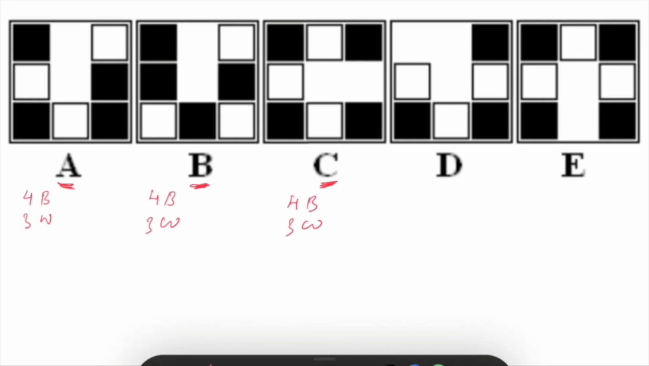In pattern C we have 4 black, 3 white. In pattern D we have 3 black, 3 white. In pattern E we have also 4 black and 3 white. So the odd one is simply D. This is the odd one. If the question is what's the odd pattern, it will be D, because it has 3 black boxes and 3 white boxes, which is different from the other patterns.